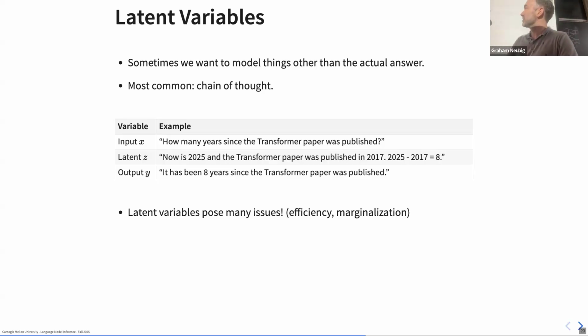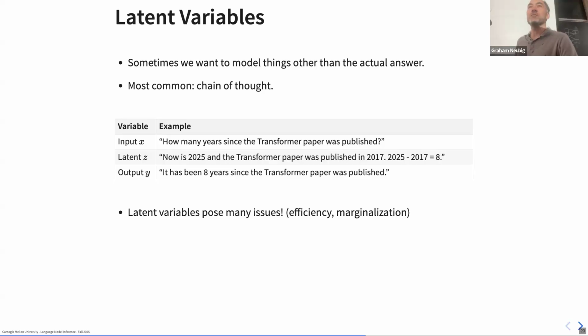But latent variables pose a lot of issues with respect to inference. Notably, two are the most obvious ones. The first one is efficiency. So who uses GPT-5, or any of the other models? How long have you gotten it to think? Too long. Anybody over 5 minutes? Okay, that's pretty impressive. Anyone over 10 minutes? Okay, cool. That's impressive.